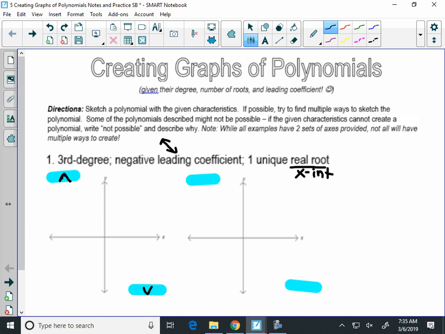If I just have one root, well, I could draw just a third degree function like this. We're crossing the axis one time. That is a third degree polynomial. We can also draw a third degree polynomial that looks slightly different, but would curve like this. Right? So there are two examples of a third degree polynomial with a negative leading coefficient.